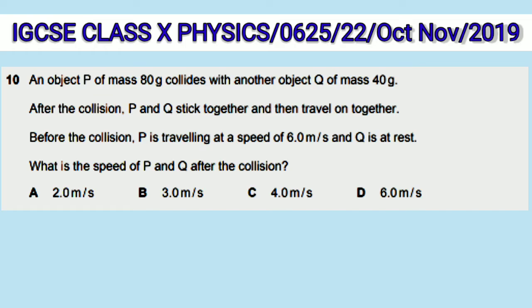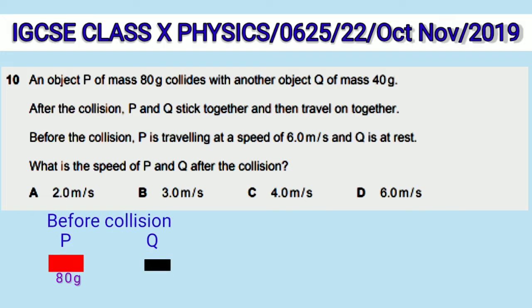Let's do question number 10. An object P of mass 80 gram collides with another object Q of mass 40 gram. After collision, P and Q stick together and then travel on together. Before collision, P is traveling at a speed of 6 meter per second and Q is at rest. What is the speed of P and Q after collision?